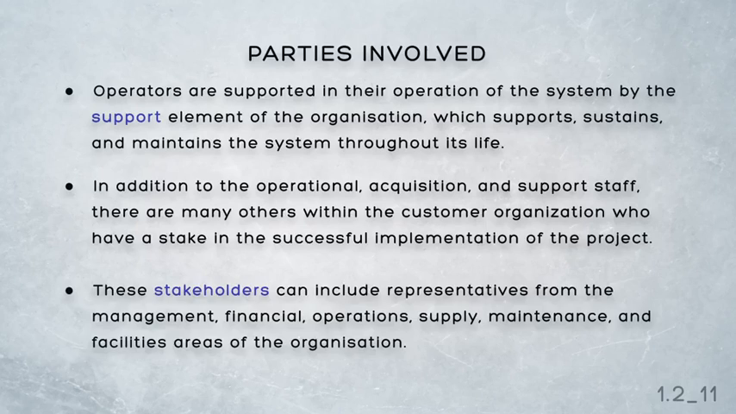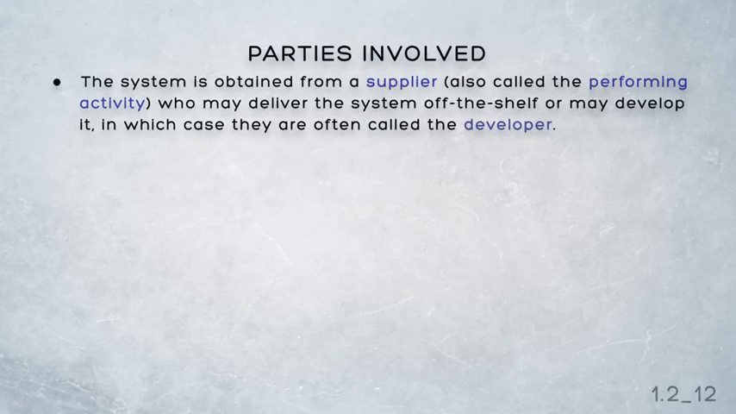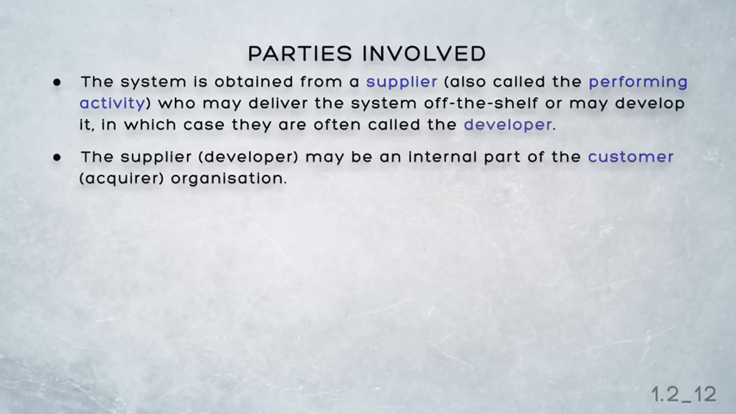The system is, as I said before, most likely obtained from a supplier, also called in some standards the performing activity, who may deliver the system off the shelf or may develop it, in which case they then also call the developer. The supplier or the developer may be an internal part of the customer or the acquirer organisation. If the development of the system is to be undertaken in-house, the acquisition element of the organisation, the acquirer, will engage with the development organisation, the developer, in order to support the system.